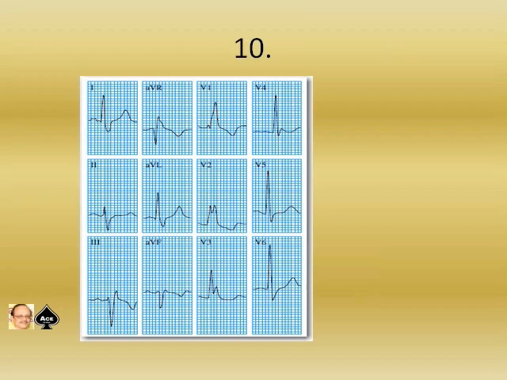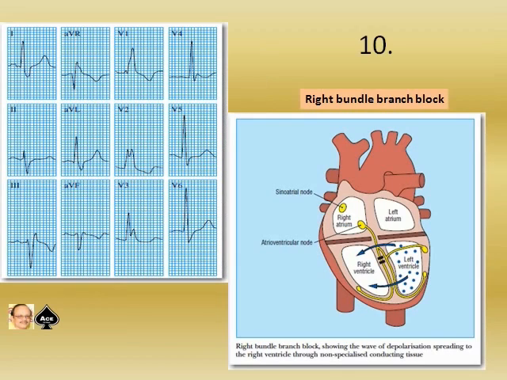And that is question number 10. There is a right bundle branch block showing the wave of depolarization spreading to the right ventricle through the non-specialized conducting tissue in the right panel on your right side. We already dealt with in one of the previous sessions how to diagnose RBBB.